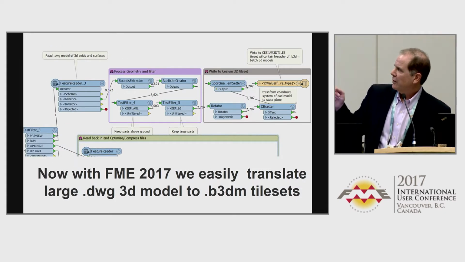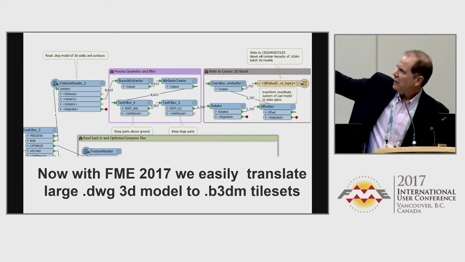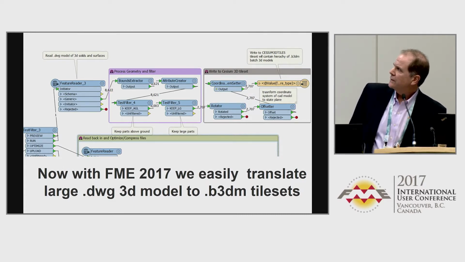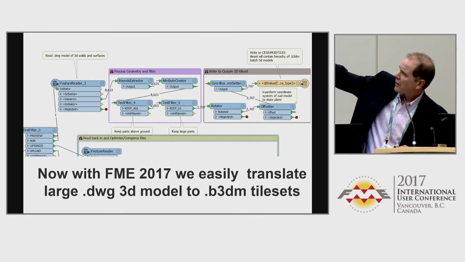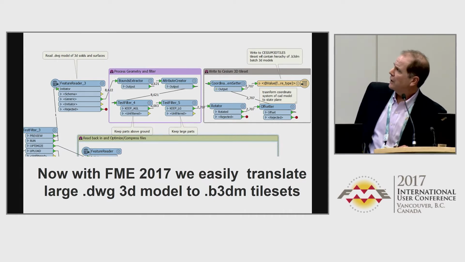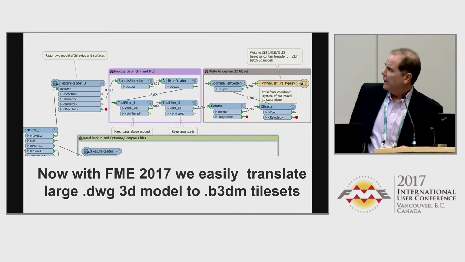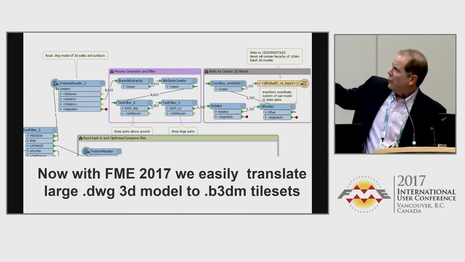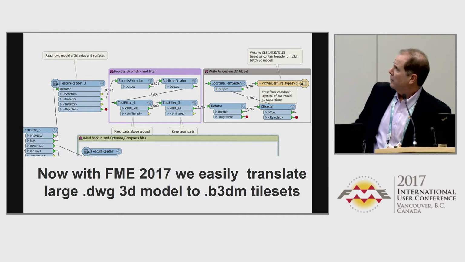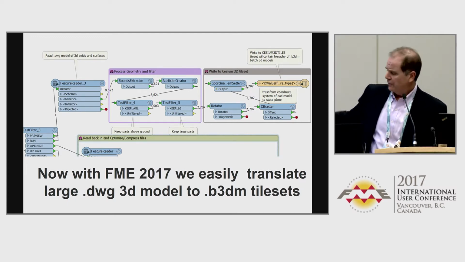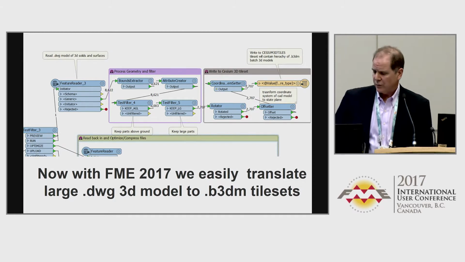But now we can go directly from the Inventor models. That happens to be DWG, but it has all the solids in it. And what I'm doing here is just filtering on some of the bounding boxes and taking out parts above ground level. And then going into the coordinate system, but going directly into 3D tiles. And it saves quite a bit of time.